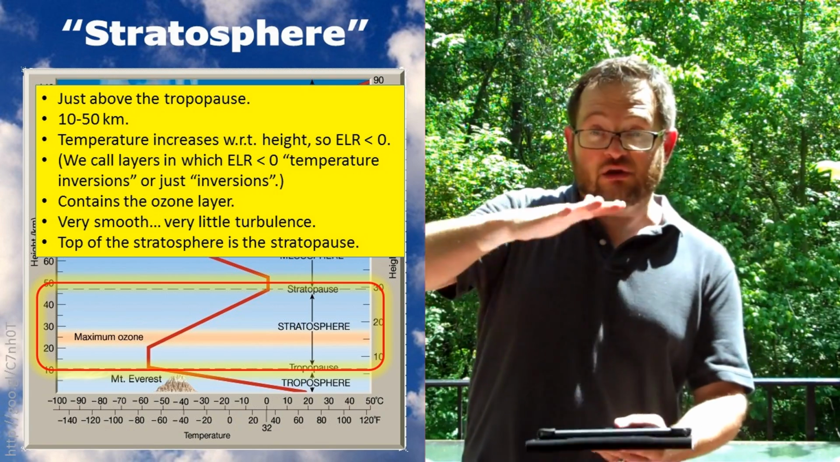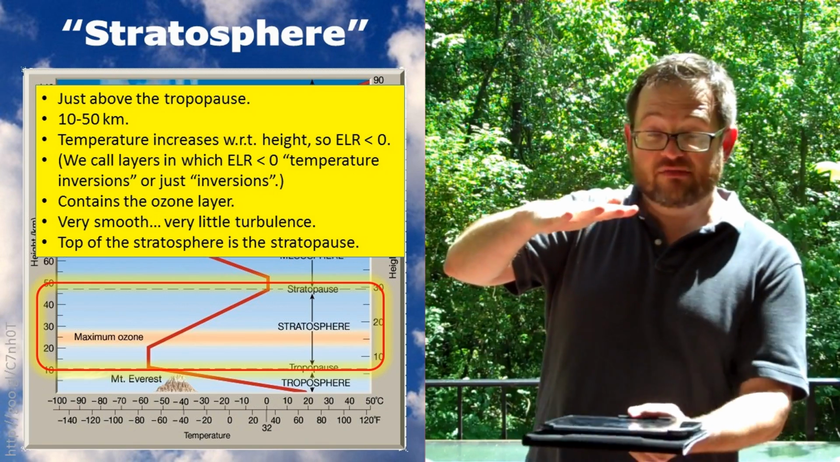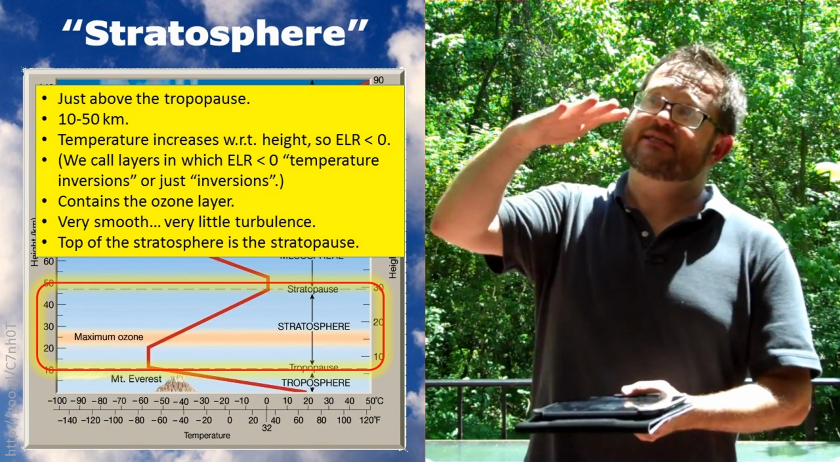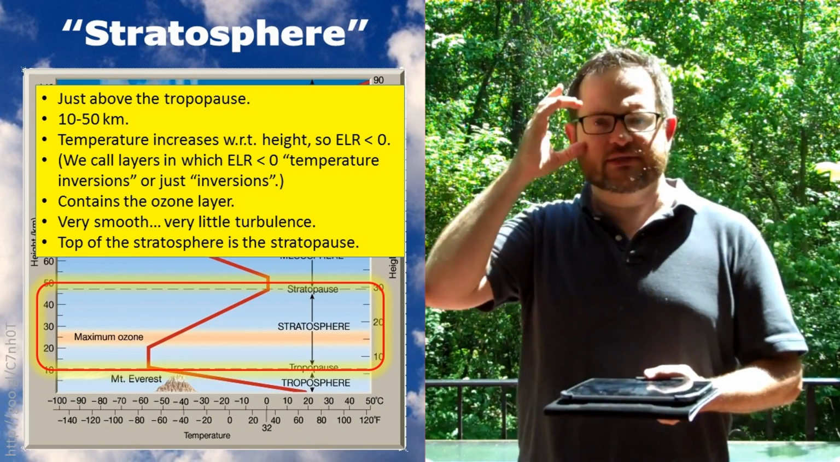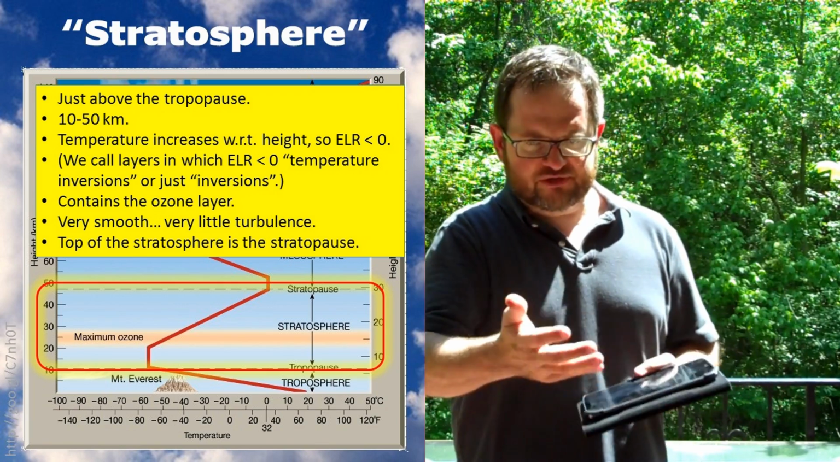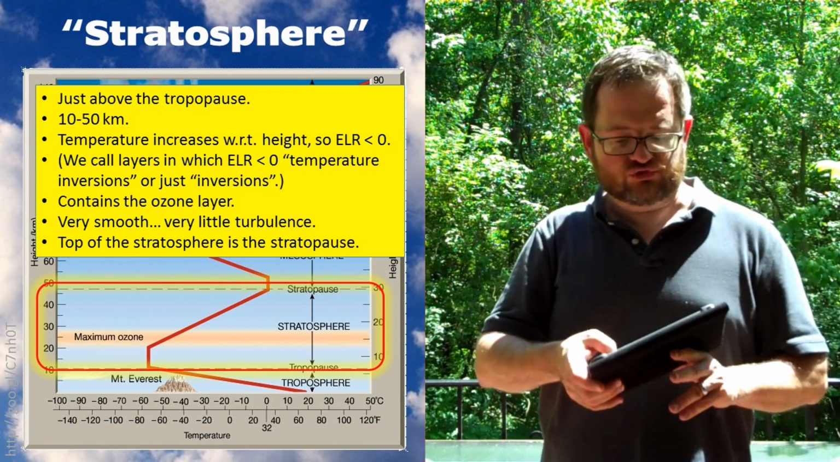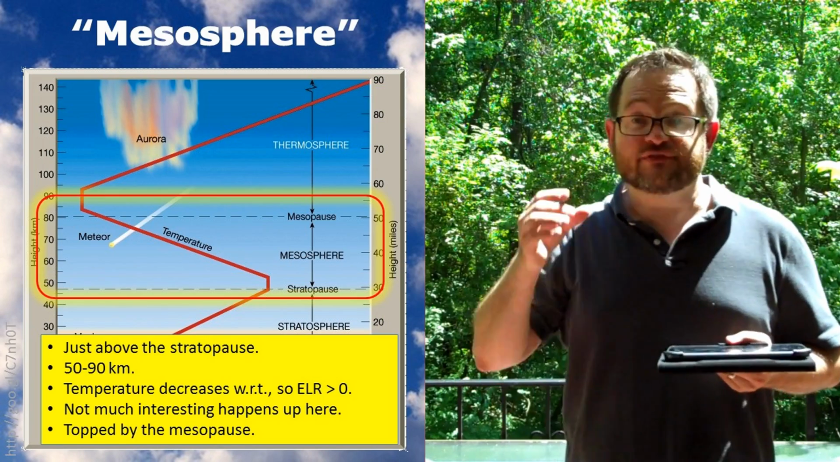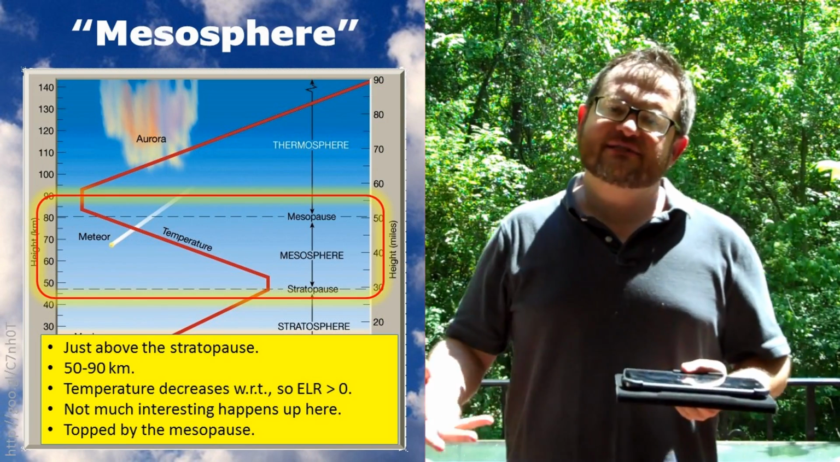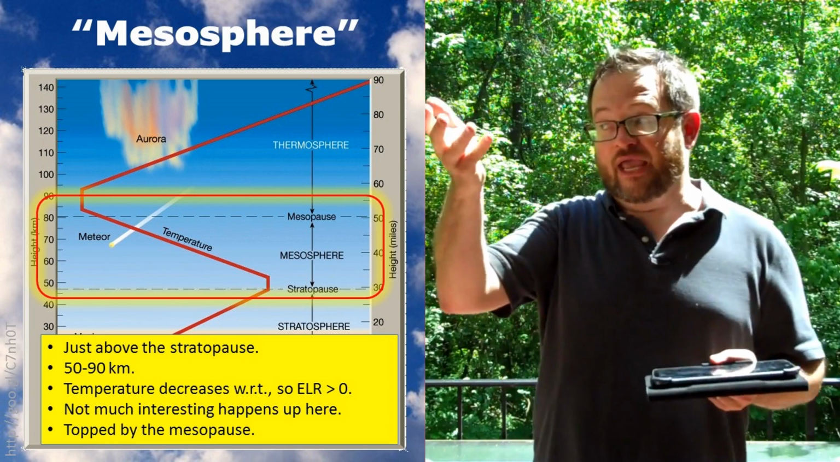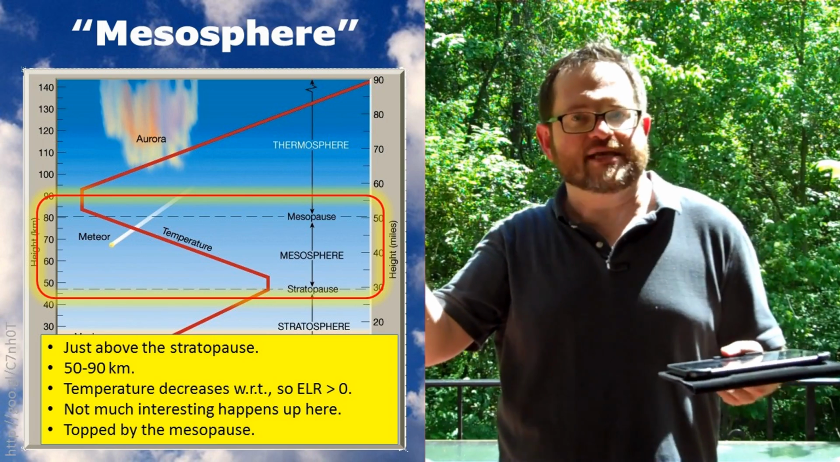The stratosphere is a layer. The bottom of the stratosphere is the tropopause. The top of the stratosphere is the stratopause. Notice the pattern again. The top of the troposphere is the tropopause. The top of the stratosphere is the stratopause. Mesosphere is the layer above that. It goes from the stratopause up to another level called the mesopause.